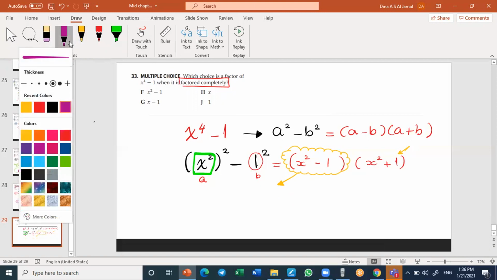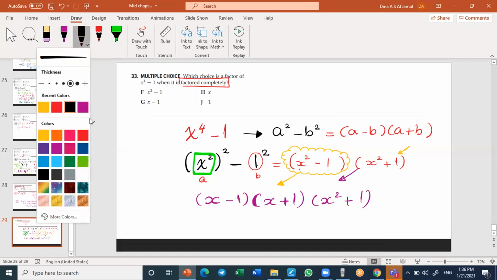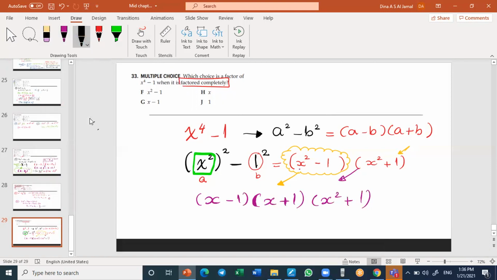Good. So now let me just erase this and try to factorize it again. We will convert it to x minus 1, x plus 1, and this will stay as it is, x squared plus 1. So these are all the factors of it when it is factored completely.